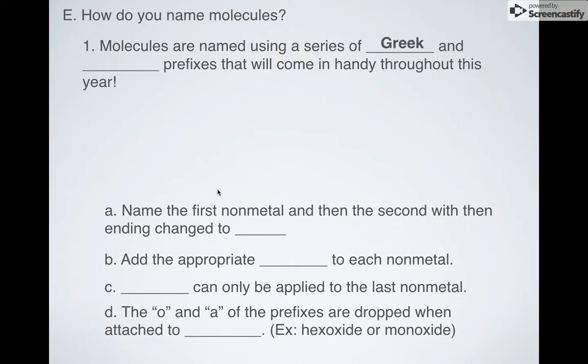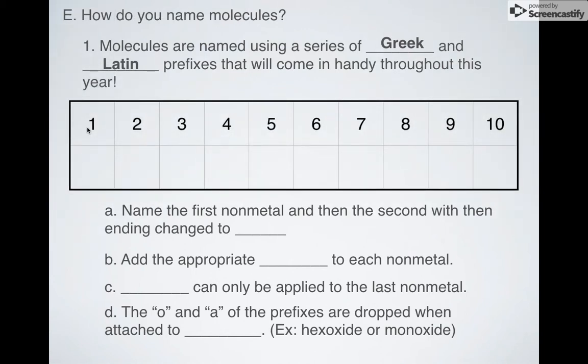Molecules are named with a series of Greek and Latin prefixes. They're going to come in handy. So you just need to know your numbers from 1 to 10 and how we represent those in another language. So 1, we use mono, like you've probably heard of carbon monoxide. That's where mono comes from, monoxide.